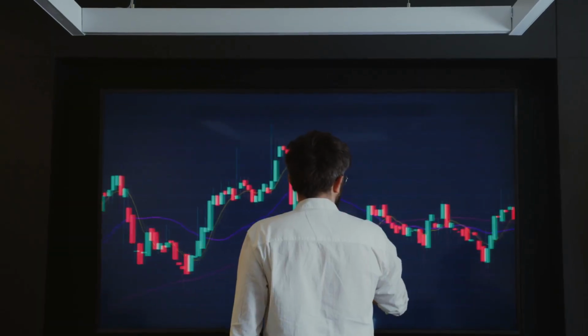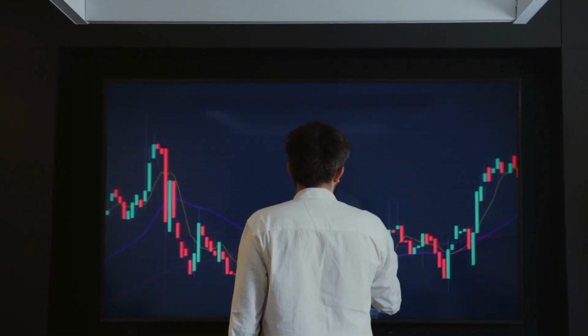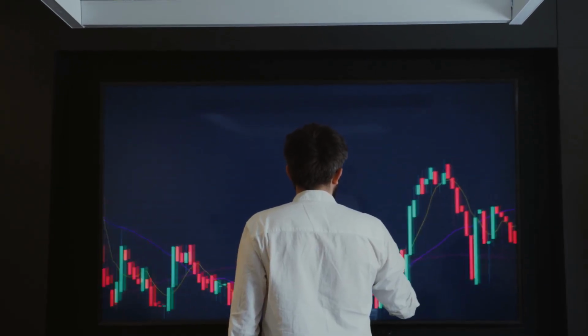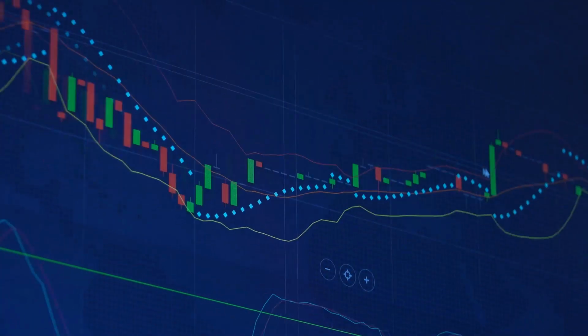At a glance, you can sense the market's mood. Was it a day of strong buying or did sellers dominate? The color and size of each candle give you instant feedback. As you get familiar, you'll notice recurring patterns that can help you time your trades.